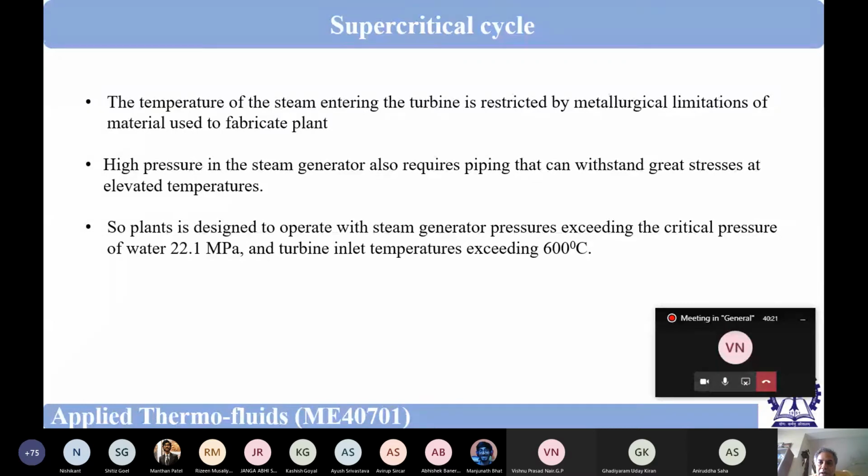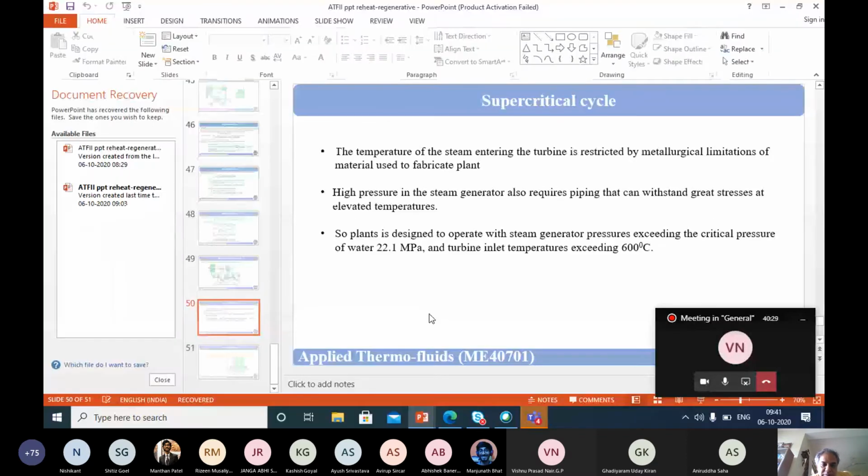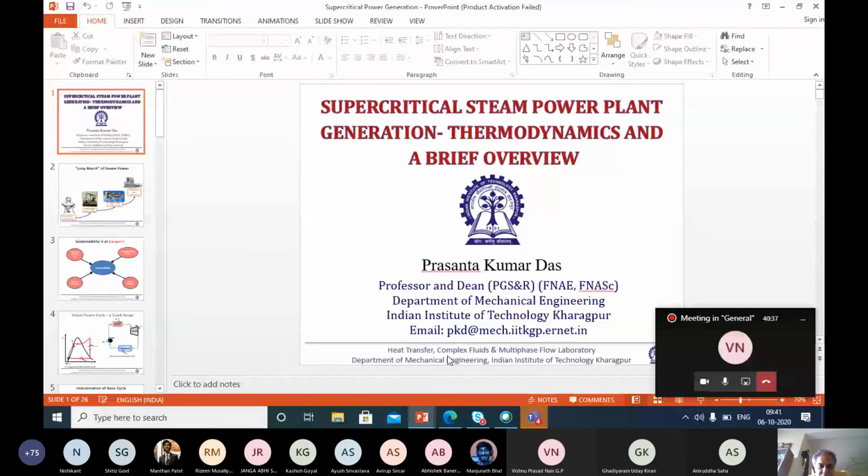So I am coming out of this slide. Let me see whether you can see another slide. PPT? Yes or no? Hello? Yes, sir. So, supercritical steam power plant generation, thermodynamics, and a brief overview. Can you find it? Yes, sir. Okay. Good.